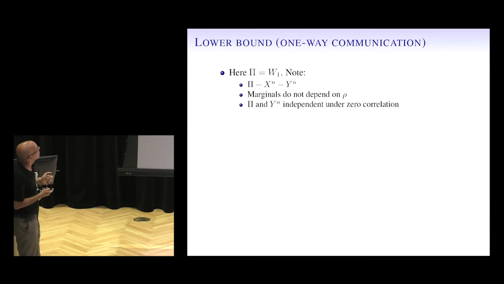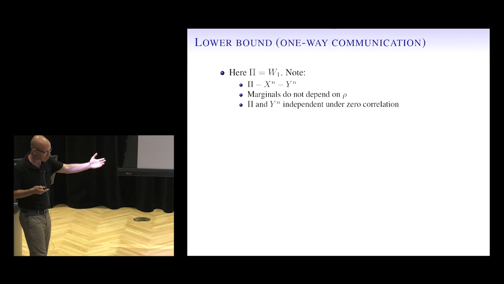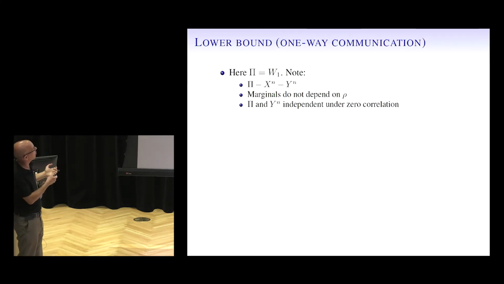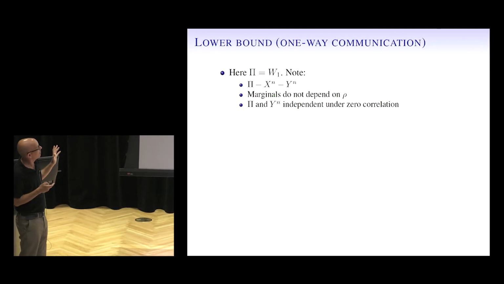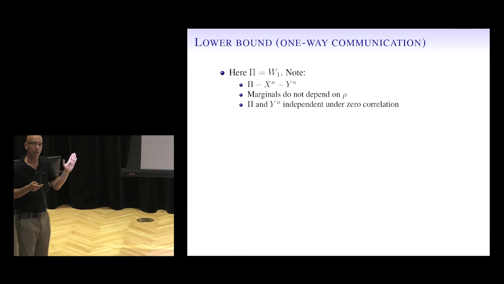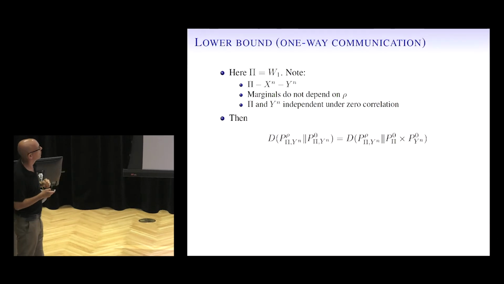So how do we use this? In the one-way case, the protocol is just the first message, right? There's just one message. And there is a Markov chain, pi, X, and Y, by definition. And also the marginals do not depend on rho, right? Also note that pi and Y are independent under zero correlation. Okay, so that's all we need to prove this.